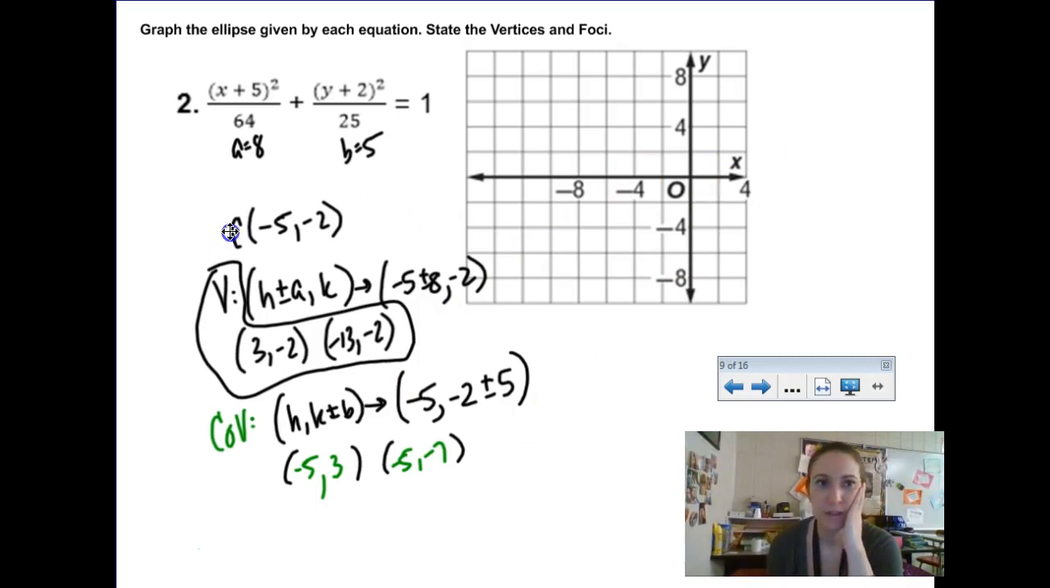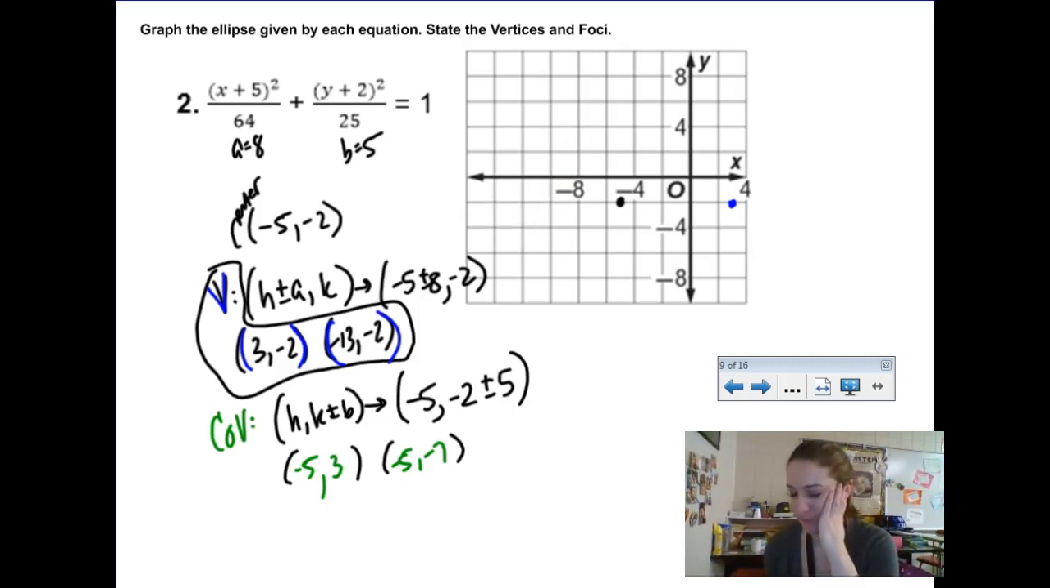So our center, I keep calling it C and I really shouldn't. Our center is at -5, -2. And then for our major axis vertices, we're going to be plotting 3, -2, and -13, -2. Lovely. Alright, so 3, -2 would be right here. Oh man, there is no way I'm going to get. Alright, that's not right. I screwed something up.